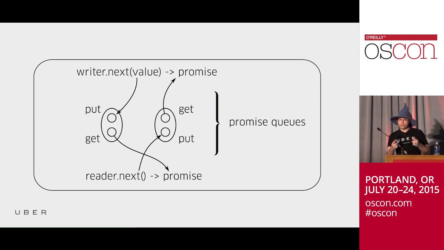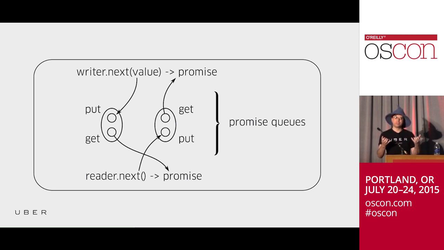What we can do to get back pressure is to have two of these things. We'll have one promise queue that we're going to use to transport iterations from the producer to the consumer, and another promise queue to send acknowledgement iterations back from the consumer to the producer. This allows us to write systems where the writer puts values into the stream, and the reader receives those values, and when it receives those values, it's giving the message back to the producer that it has room for more.